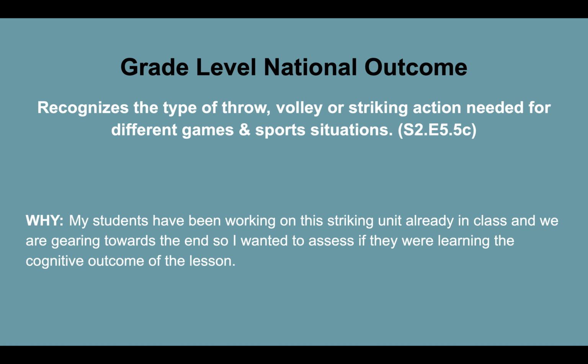The grade level national outcome that I chose was recognizes the type of throw, volley, or striking action, specifically volley and striking for me, needed for different games and sports situations. The reason that I chose this was because my students have been working on the striking unit for about 2 weeks now, and we're getting towards the end of it. So I wanted to see if they were still learning the cognitive outcome of the lesson and not just the psychomotor part.